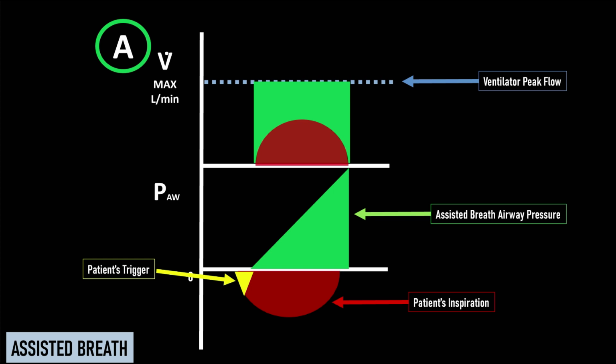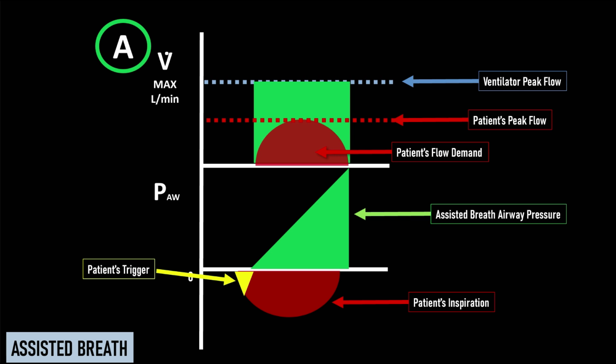On the flow waveform, the patient's sinusoidal flow pattern is here. The zenith of that curve is the patient's peak flow. The green waveform is ventilator flow, and you can see that the patient's flow demand exists entirely within the ventilator's flow supply, so demand and supply are matched. And in the tutorial on volume assist control, I showed you how patients can become dysynchronous, where the patient's flow demand exceeds the ventilator flow supply.